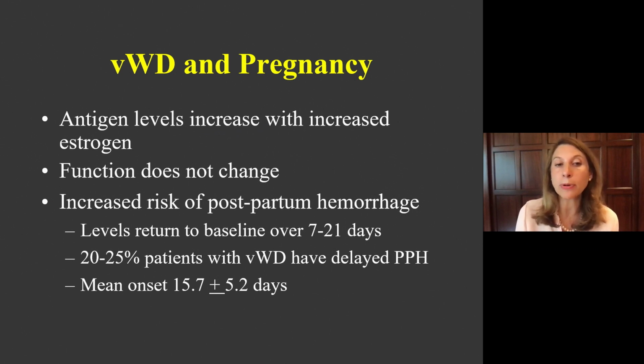20 to 25% of patients with von Willebrand disease will have delayed postpartum hemorrhage. And the mean onset can be around 15 days or so.